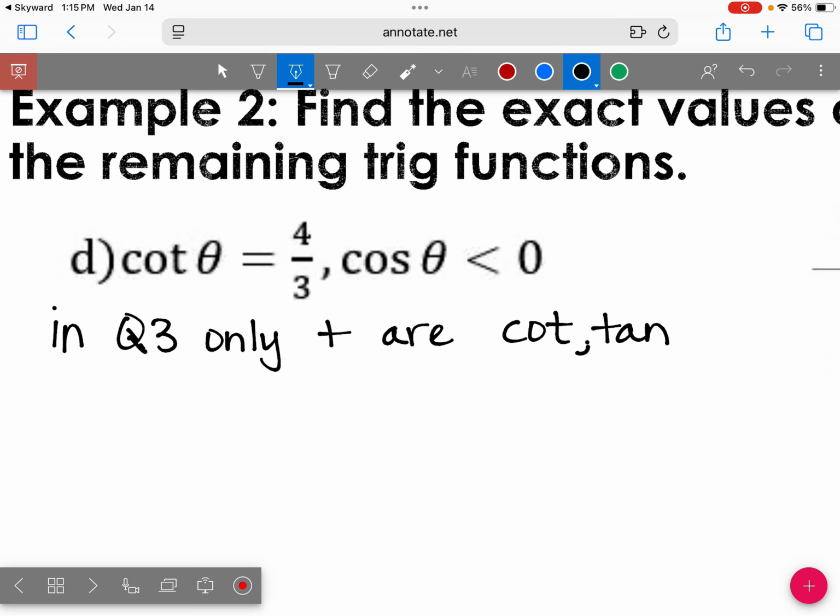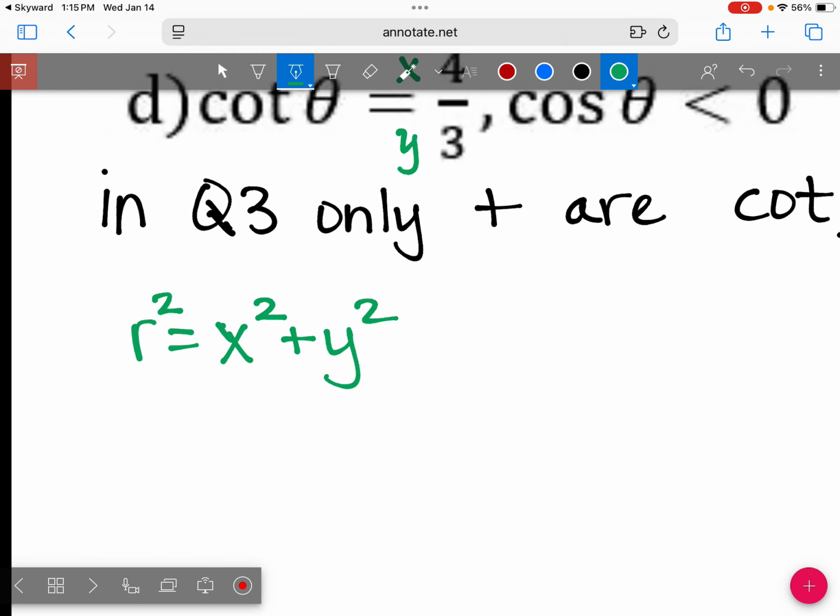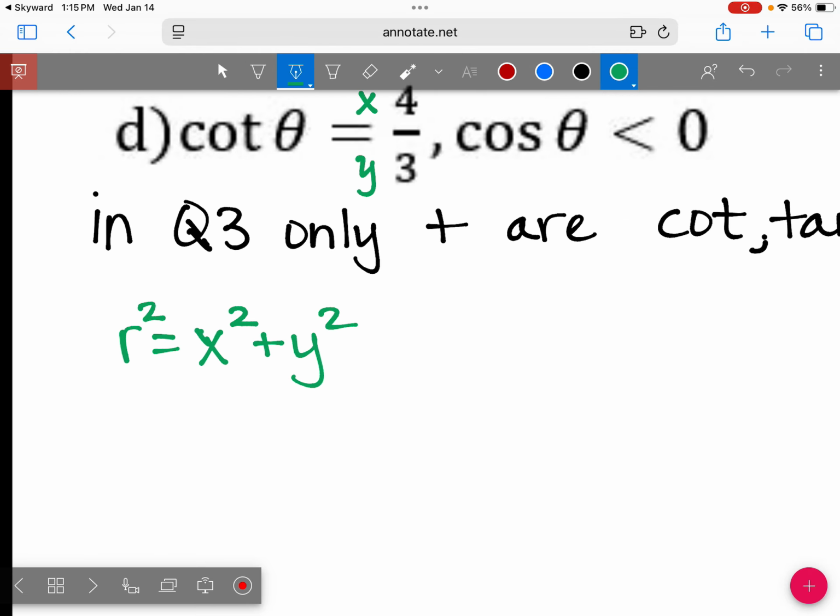Is it x over r? Is it y over x? What is it? X over y. Good. And we learned yesterday to find r. R squared equals x squared plus y squared. That's how you find r. So using what we know, r squared is going to equal 4 squared plus 3 squared.